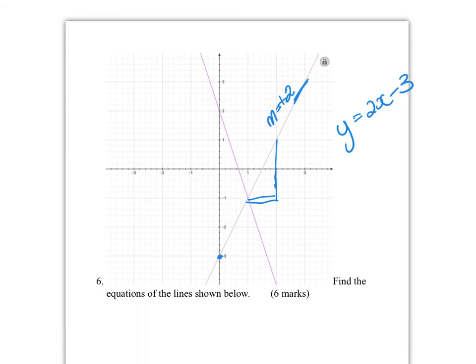For the next line, we know that it is a negative slope because from left to right it goes down. We go vertical over horizontal, so that is 3 over 1, so the gradient is minus 3. It cuts the y-axis at positive 2, so the equation of this line is y is equal to minus 3x plus 2. Alternatively, you could have selected 2 points on the line and done what we did in number 5, worked out the gradient and then worked out the equation of the line. You would have gotten it correct as well.